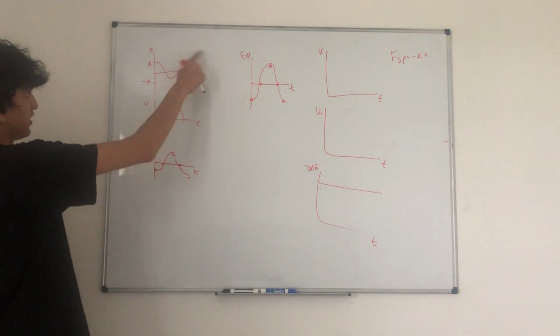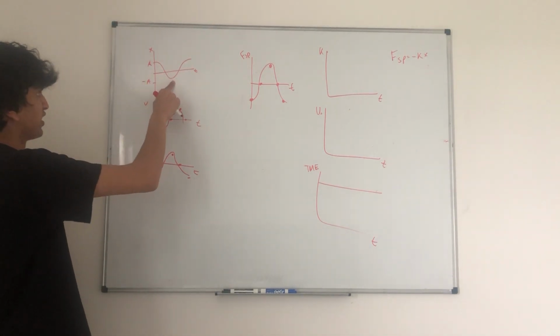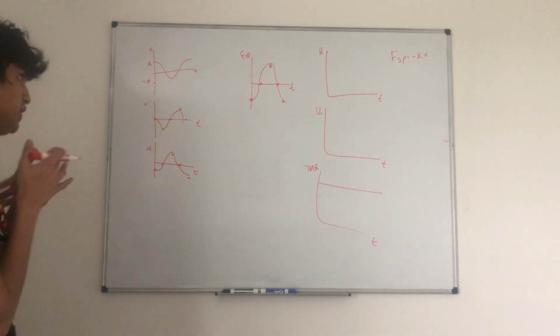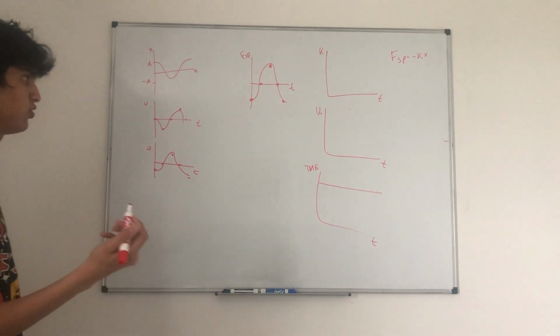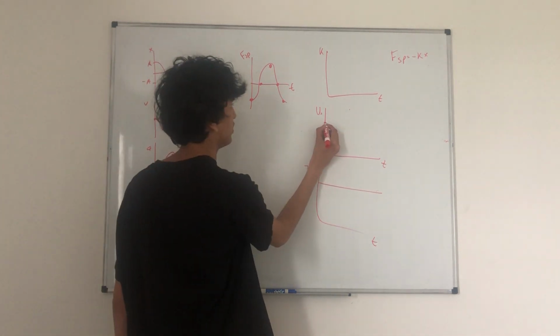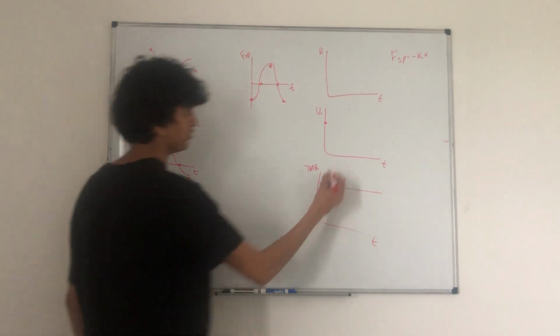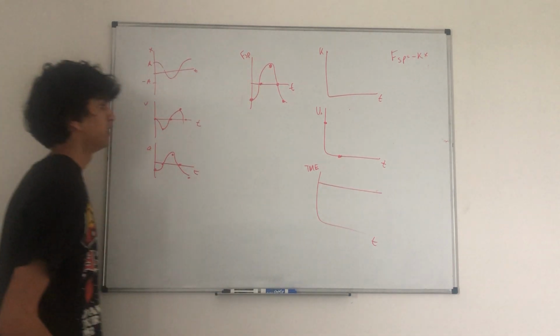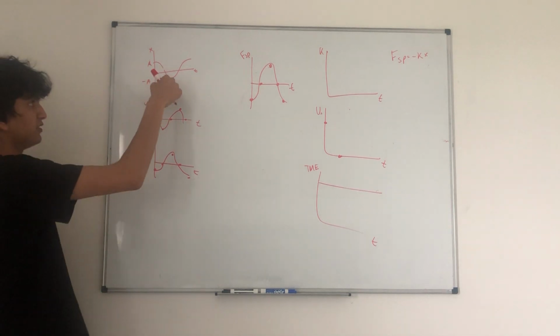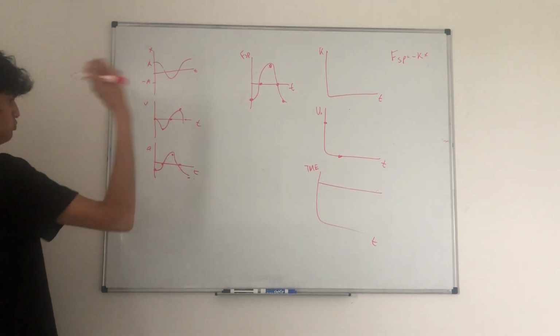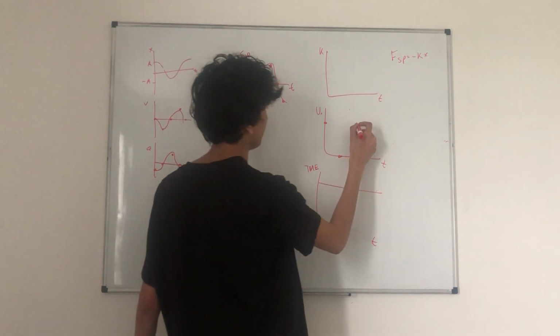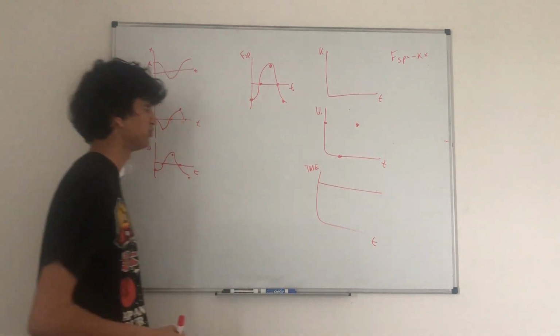This is one cycle where it starts, goes to negative A, and then comes back. So initially, it's at stretch, so all the energy is going to be U spring. At this time, there's no stretch, so there's going to be no U spring. And then at half the period, there's going to be more stretch. Same amount of stretch, in fact, because it's the same amplitude.